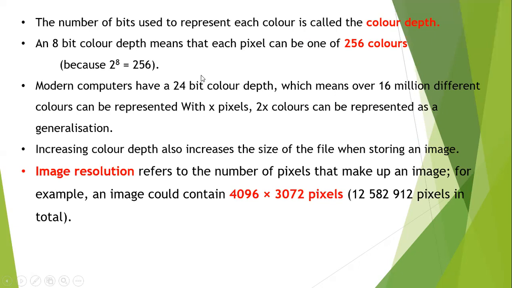Image resolution refers to the number of pixels that make up an image. For example, an image could contain 4096 by 3072 pixels. These are the number of pixels. Now you can see I was telling about 4K. Basically, this arrangement is related to a 4K monitor. You might have heard about an 8K monitor.